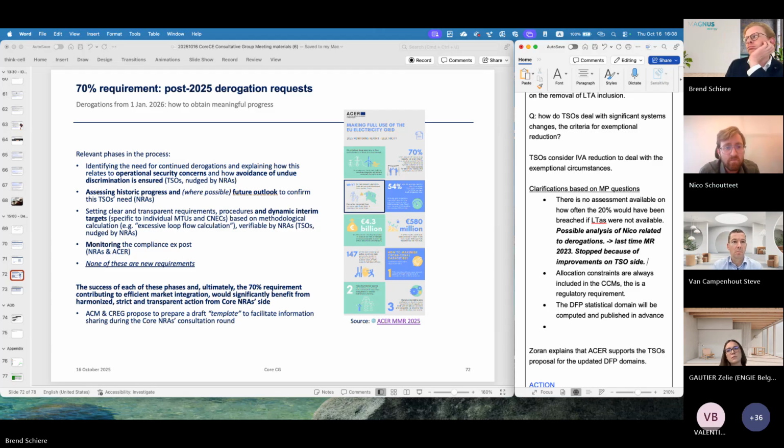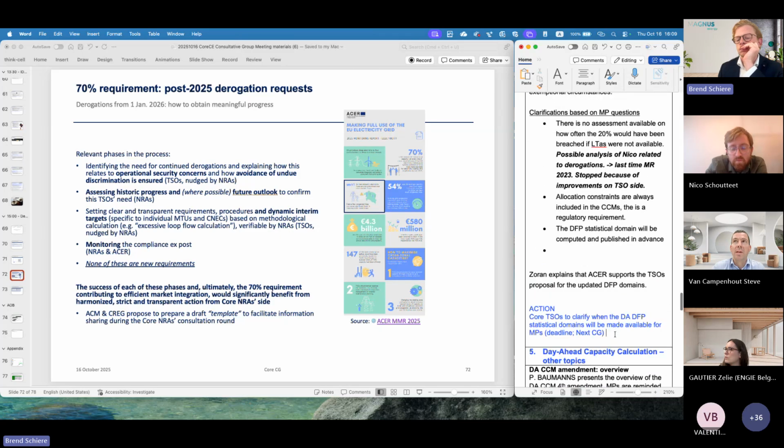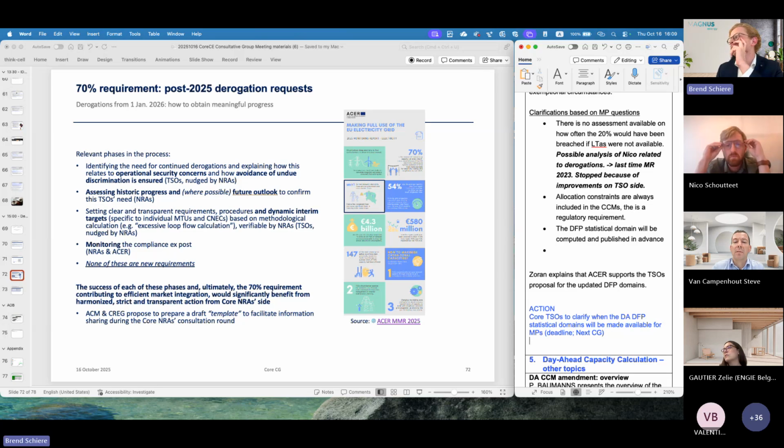But that's good news, for good reasons. Is there a need for an action point to ask the Core NRAs to come back with this data on 2024 on these statistics? Is it easily available, Nico, if you would ask the question to have this statistic for 2024?